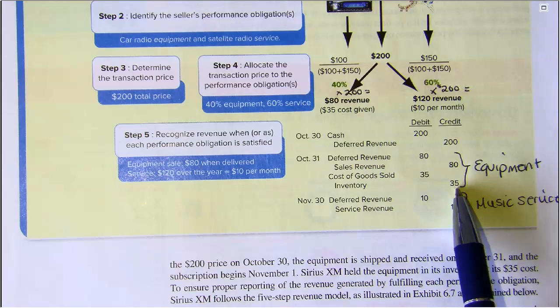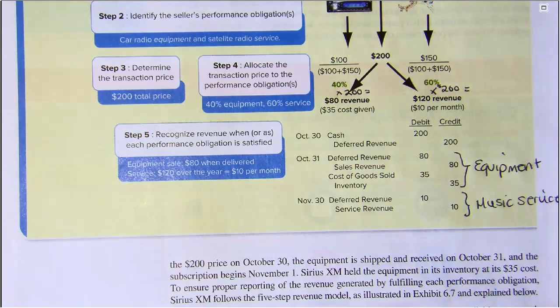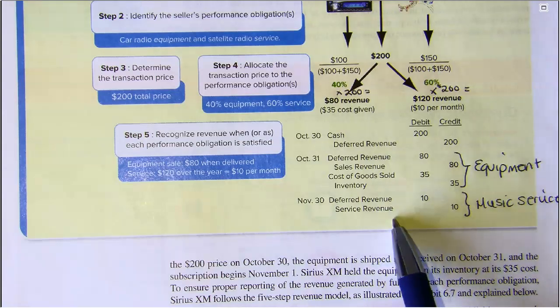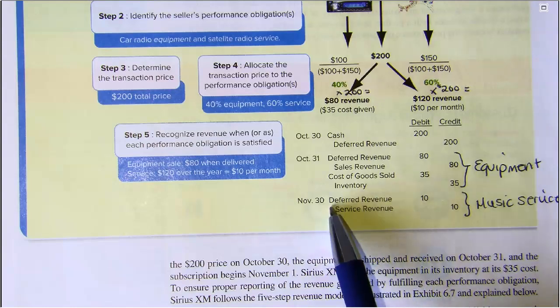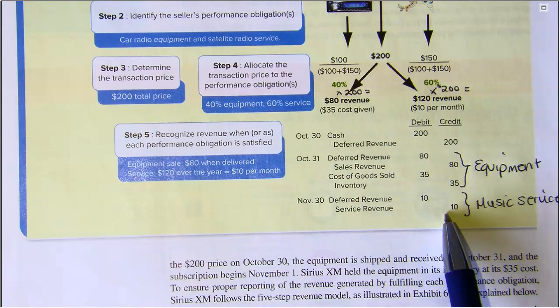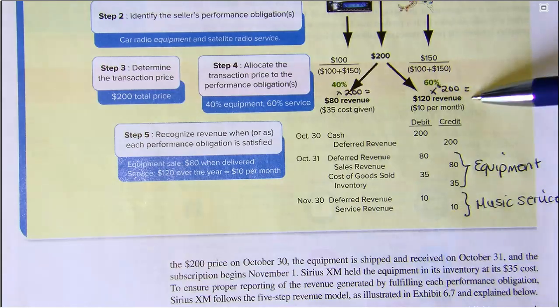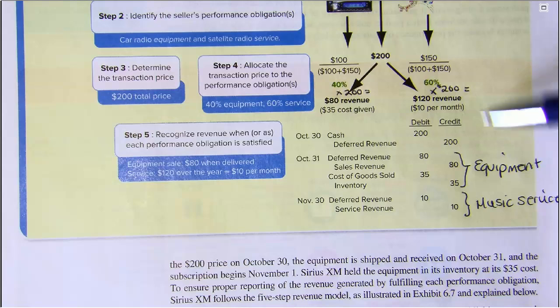But what about the service? Well, you're going to be delivering it 1 month at a time beginning November 1st. So at the end of every month, beginning with November, you'll be doing this journal entry. You're going to be debiting deferred revenue and crediting service revenue for 1/12 of 120, which is $10 a month.